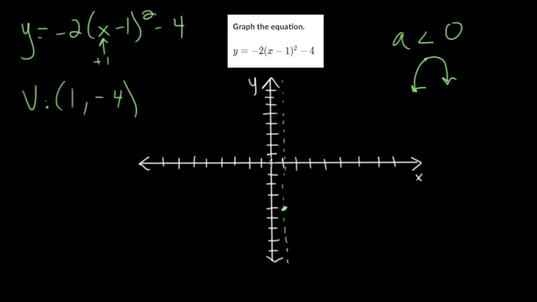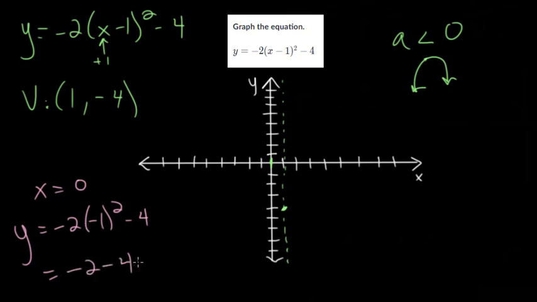So I'm going to choose an x value of 0 just because that's easy to plug in. So let me change colors. When x is 0, y would be -2 times 0 minus 1 squared, minus 4. And we have -1 squared is +1. So you have -2 times +1, which is -2, and then -4. So you get -6 here. So when x is 0, y is -6. So that's the point (0, -6), which we can graph right here.